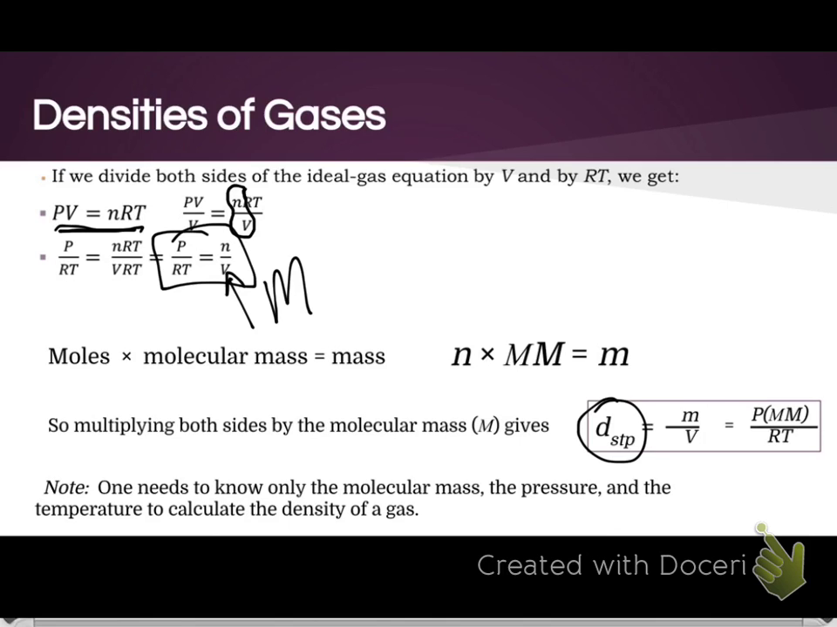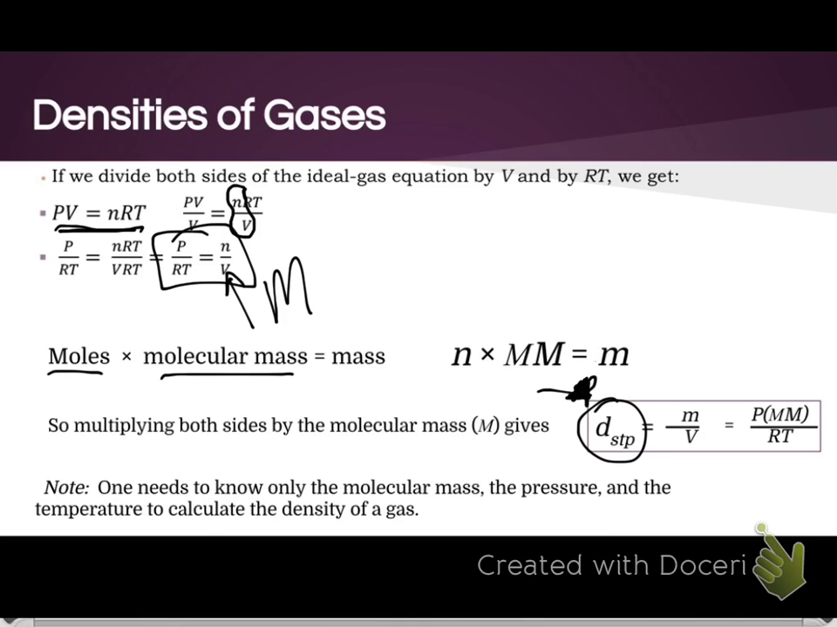And once you have that, you can use the relationship between moles and the molar mass of something, because n times the molar mass gives you mass, that means I can substitute and put mass into my equation here, because moles is here. Okay, so basically the bottom line is, if I want to calculate the density of a gas, I use this equation, and it's derived from the ideal gas equation here.